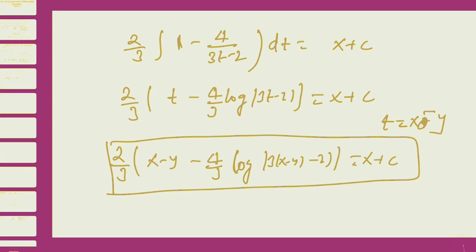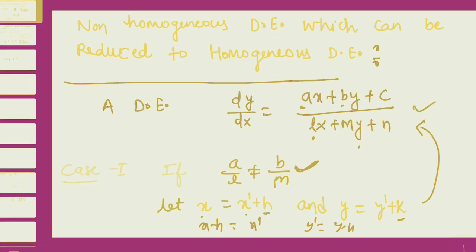So basically we have discussed two cases: when a/l is not equal to b/m, and when both are equal. Our given differential equation was non-homogeneous, then we converted it to homogeneous, and after converting to a homogeneous differential equation we solved it based on the previous lecture's method.